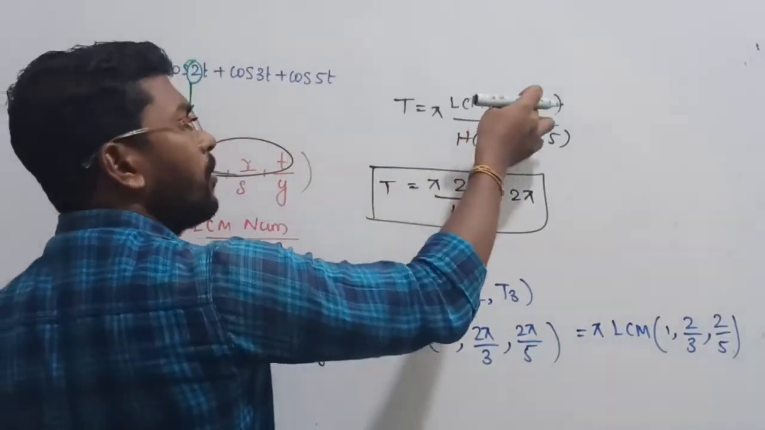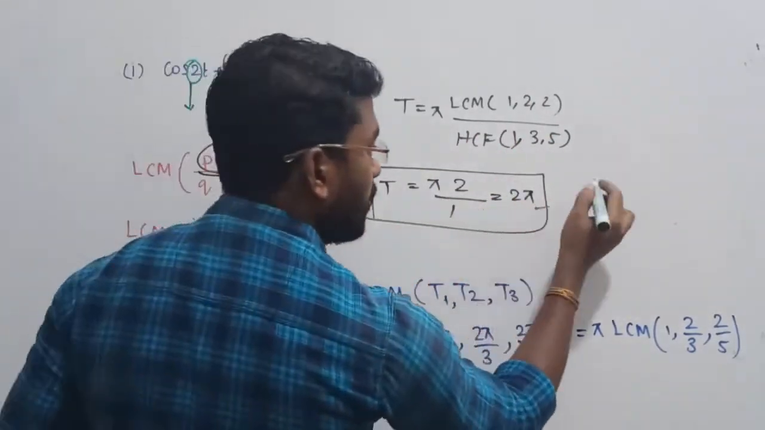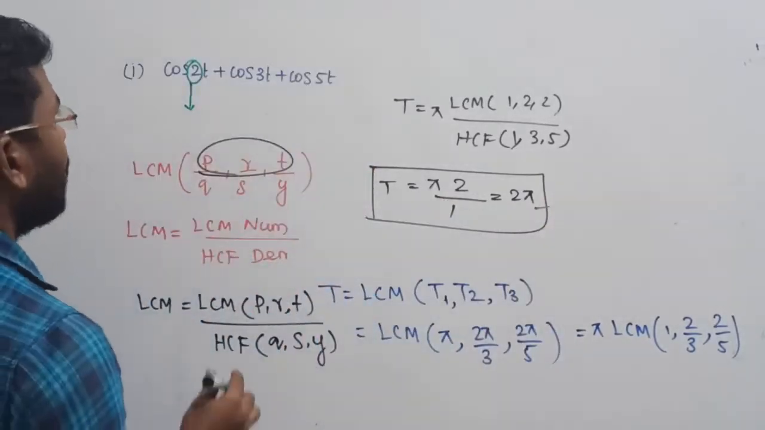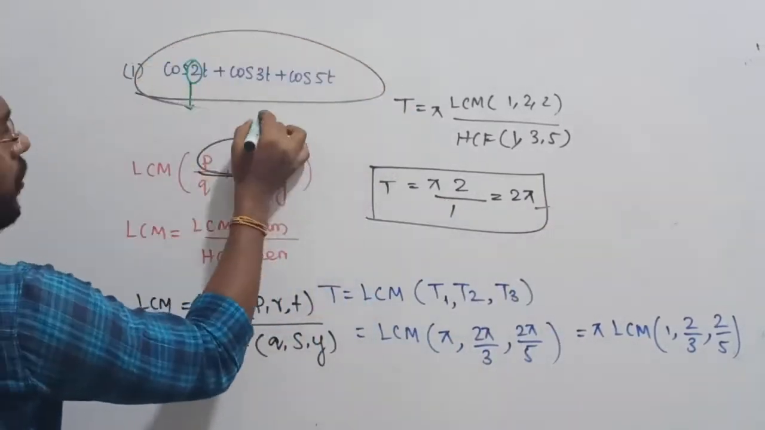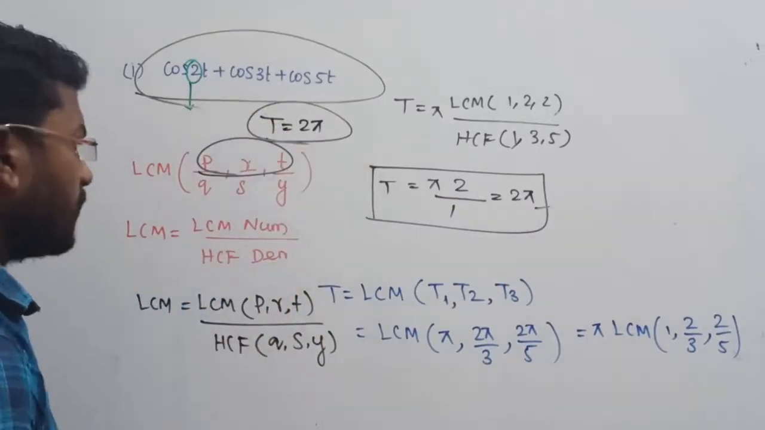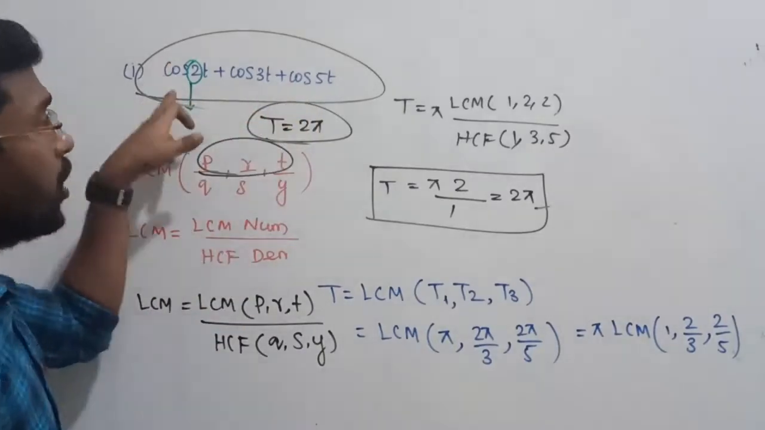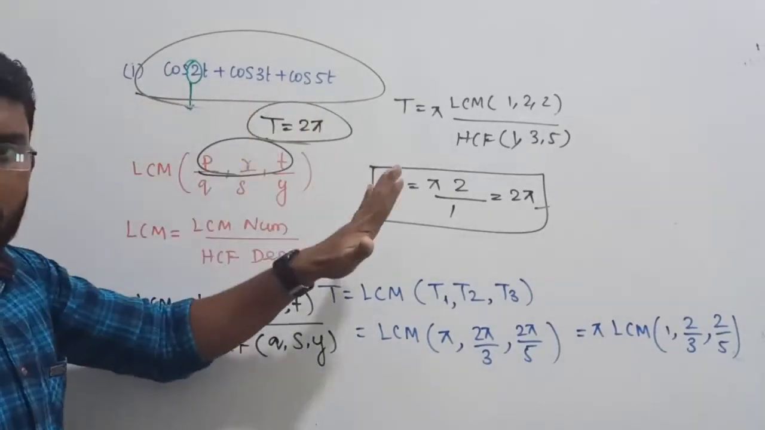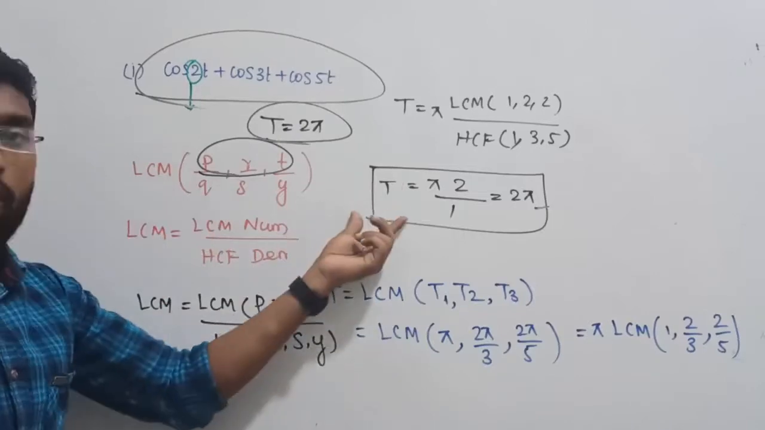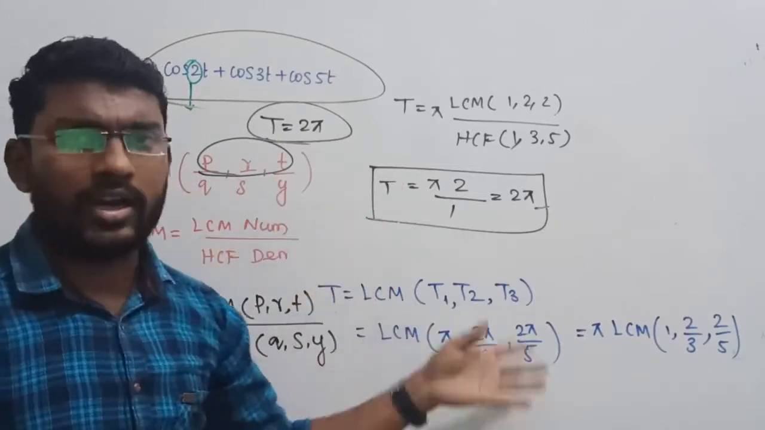So the LCM of 1, 2, 2 is going to be 2. HCF is going to be 1 only. So in result, the fundamental time period is going to be 2 pi. So the conclusion is, for the given signal, my fundamental time period is going to be what? 2 pi. Are you getting me? Very simple. Step number 1, find the values of T1, T2, T3. Step number 2, T1 by T2, T1 by T3. If they are rational, then it is periodic. For a periodic signal, we will have a fundamental time period. Then you know how to find the fundamental time period.